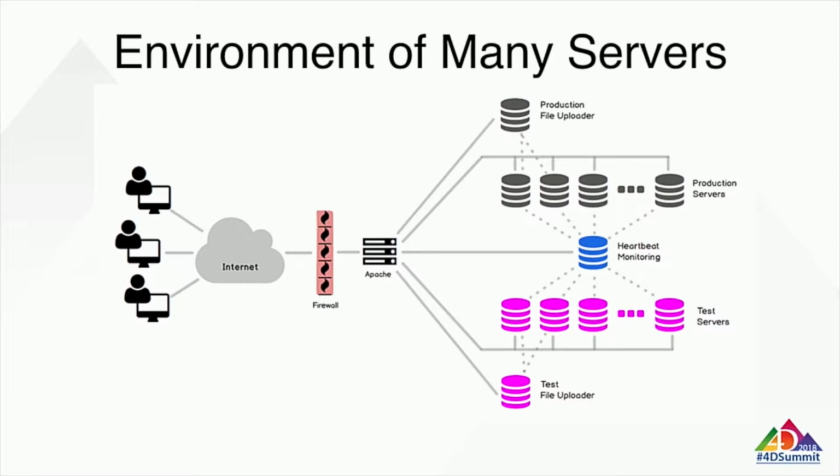This is the environment that we're dealing with. We have our users, the Internet, Firewall, Apache. Anything in pink are test servers. Anything in dark gray are production servers. Then we have what I call heartbeat, the monitoring component, a central piece in the middle that monitors all the applications. The dashed lines are just background communication. All the servers are essentially independent of each other. Some are the same application and some are variants of the application, but they all run independently.